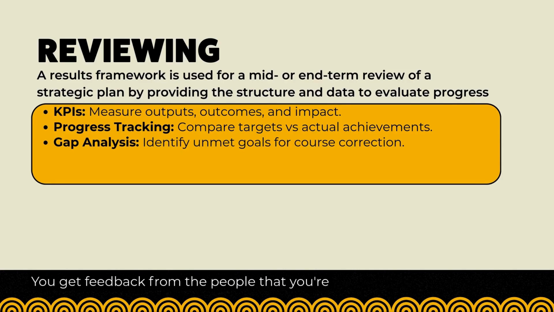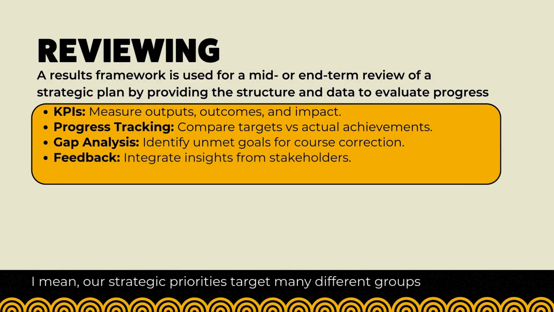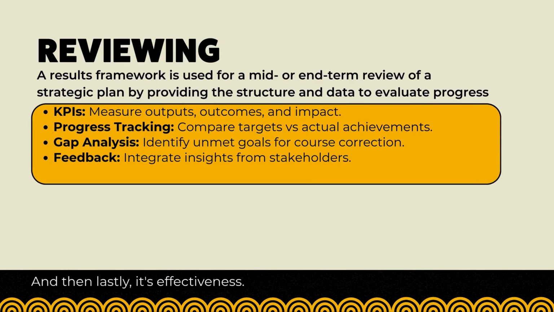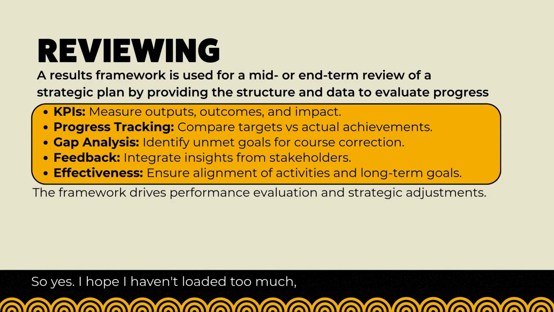And then feedback. You get feedback from the people that you're targeting. I mean, our strategic priorities target many different groups of stakeholders. So that feedback also helps when you're doing that assessment to know what you think as the recipients. And then lastly, it's effectiveness. After you've done all this, you're then going to know, am I really achieving what I've set out to do? If I'm not, then that's when the strategic adjustments come in. You're able to evaluate your performance. So yes, I hope I haven't loaded too much, but in a nutshell, that's really what the results framework is about.